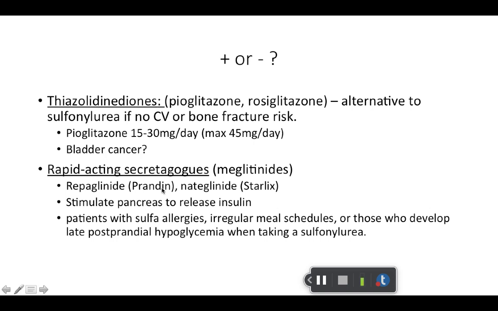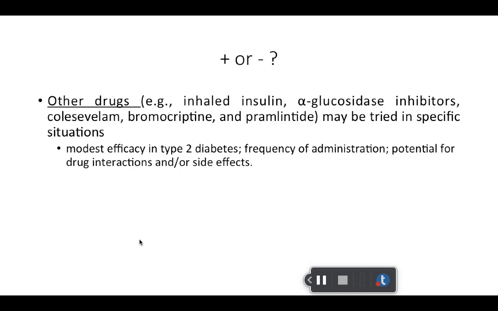Then we have the rapid secretagogues, the Prandin and Starlix. These can be beneficial for patients who have a sulfa allergy, who have irregular meal schedules, or those who develop late postprandial hypoglycemia when they are taking the sulfonylurea. So anyway, something to think about there.